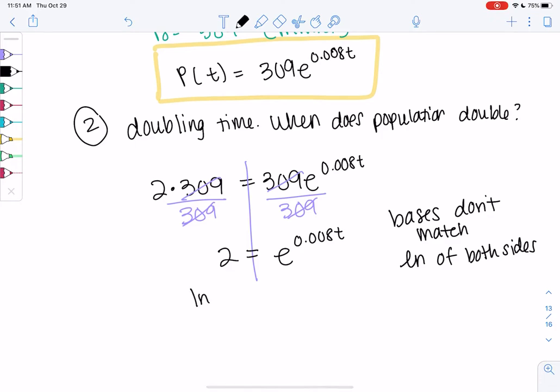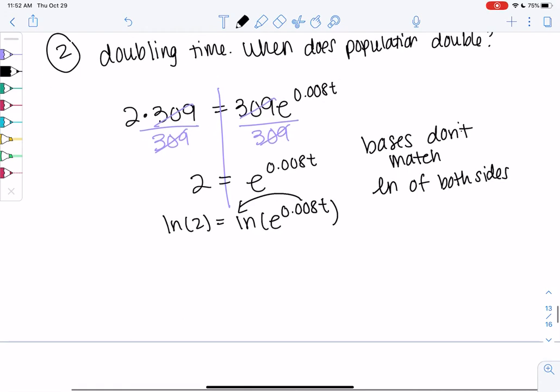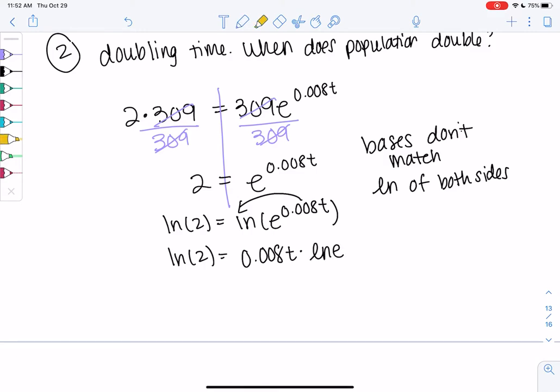So we'll say ln of 2 equals ln of e to the 0.008t. And remember we did this because it brings the powers out front. So we get ln of 2 equals 0.008t times ln of e. So the special property of logs is that the power comes out front. And we're almost done. Anyone remember what ln of e is? They cancel each other out, it's just 1.